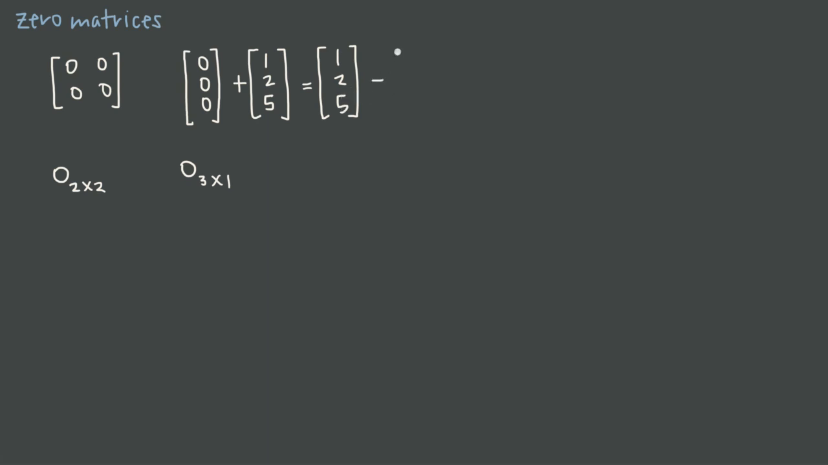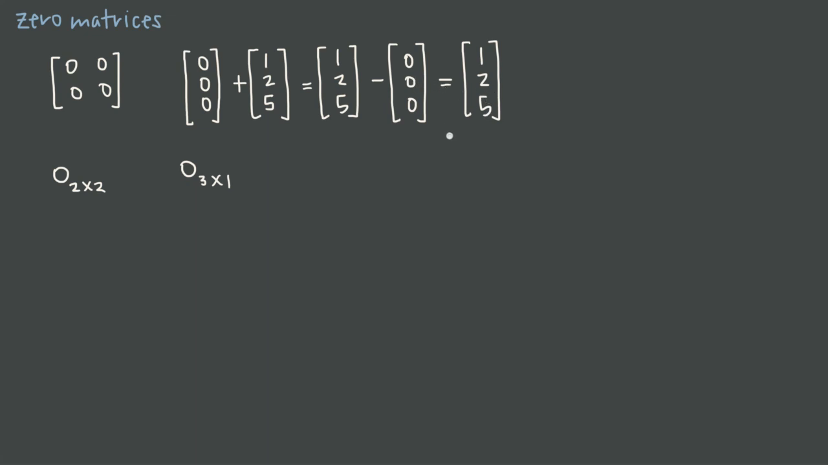If I subtract the zero matrix from another matrix, as long as the dimensions are the same, then the subtraction is defined. But of course, the value is not going to change. Here I have 1 minus 0 gives me 1, 2 minus 0 gives me 2, 5 minus 0 gives me 5. So subtracting the zero matrix doesn't affect the value.